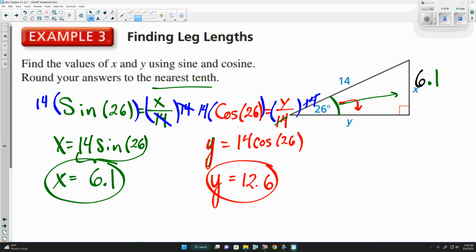Now, using sine and cosine is going to depend on what we're given, because sine of an angle is equal to the opposite side over the hypotenuse. Cosine of a given angle is adjacent over the hypotenuse. So if we're given the side opposite and the hypotenuse, we'll use sine. If we're given adjacent and the hypotenuse, we will use cosine. So depending on what sides we have, and what sides we're solving for, will depend on if we use sine or cosine. Questions on this here?